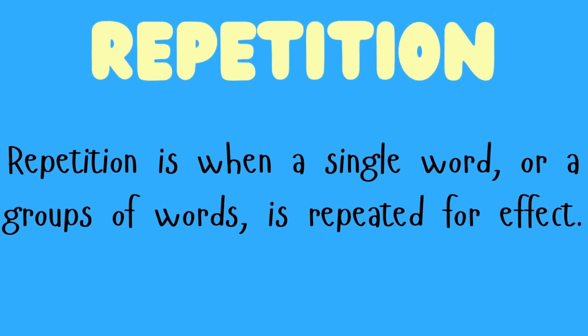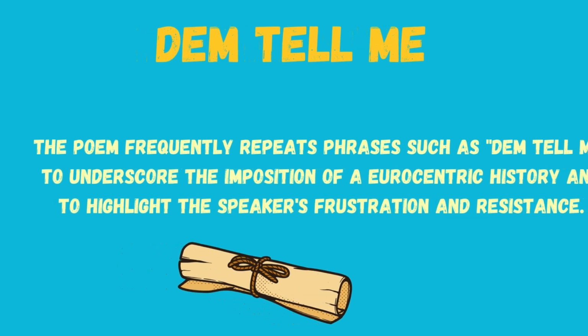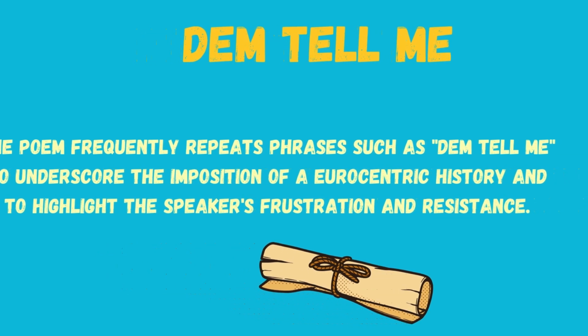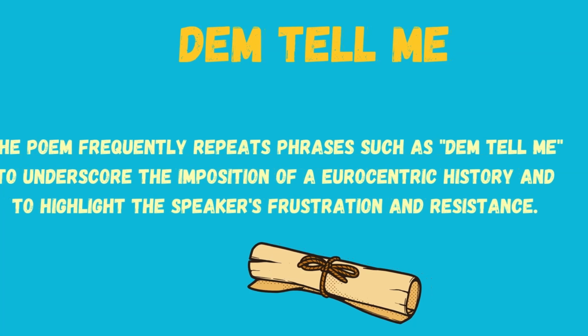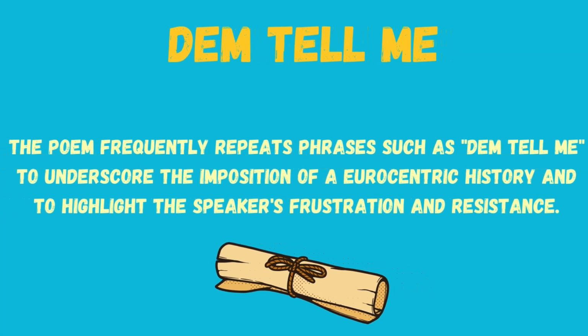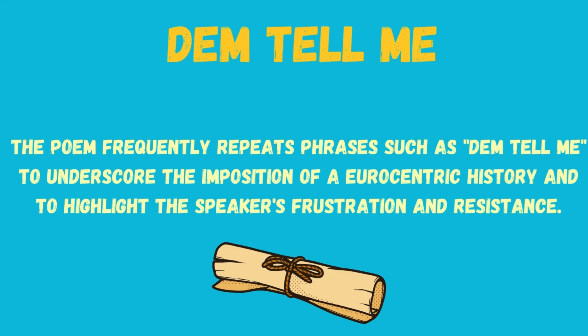Repetition is when a single word, or a group of words, is repeated for effect. The poem frequently repeats phrases such as "dem tell me" to underscore the imposition of a Eurocentric history and to highlight the speaker's frustration and resistance.